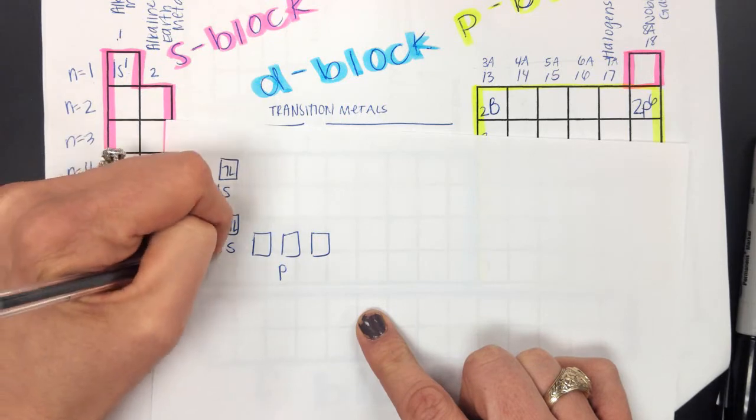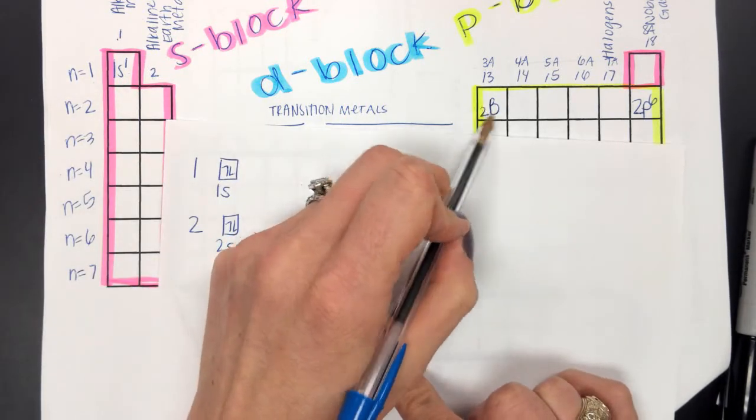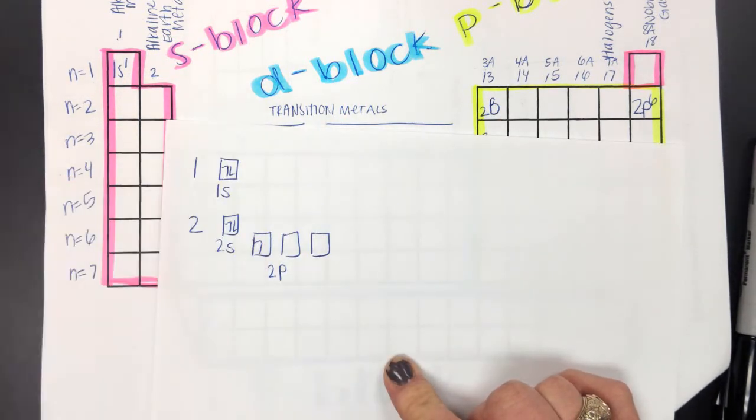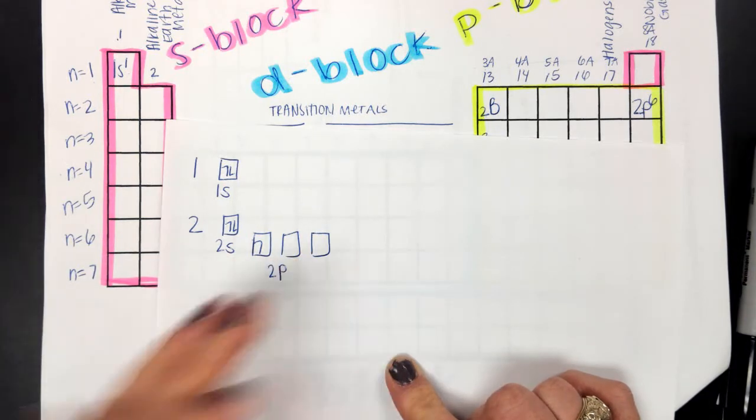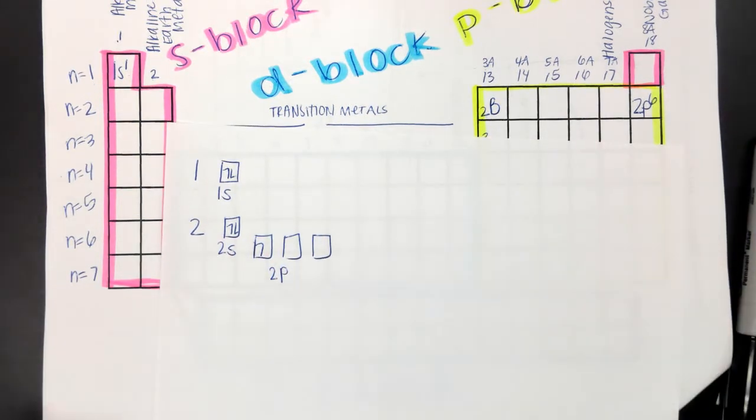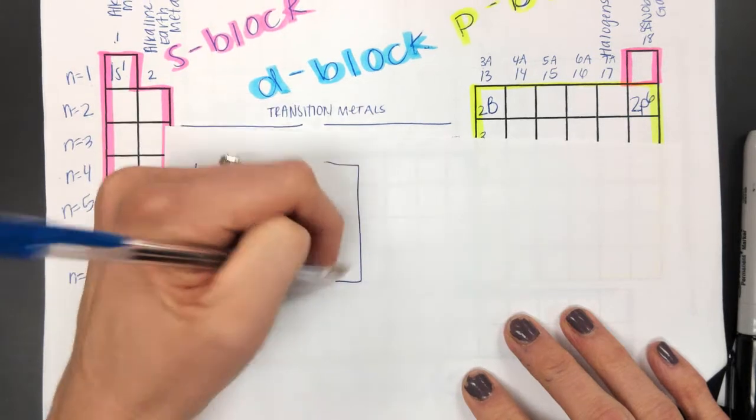2p, how many electrons does he have? 1. You don't fill in the other orbitals, you just leave them blank. Okay, so this was for boron.